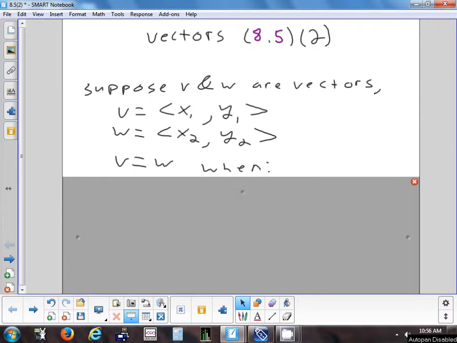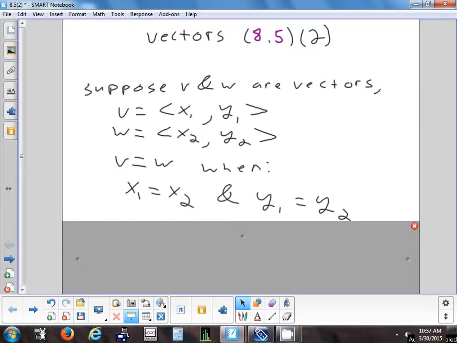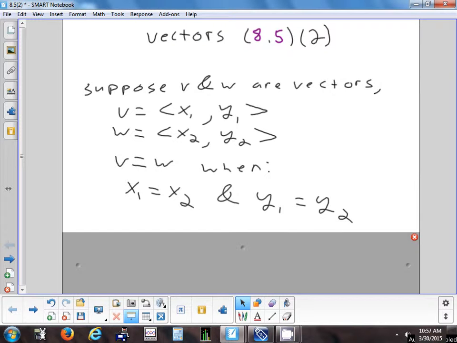First thing they mention in this section is, what does it mean for two vectors to be equal? Well, in order for two vectors to be equal, two things have to happen. One, the horizontal components have to match. And the second thing is the vertical components have to match. They do not have to be drawn in the same spot.